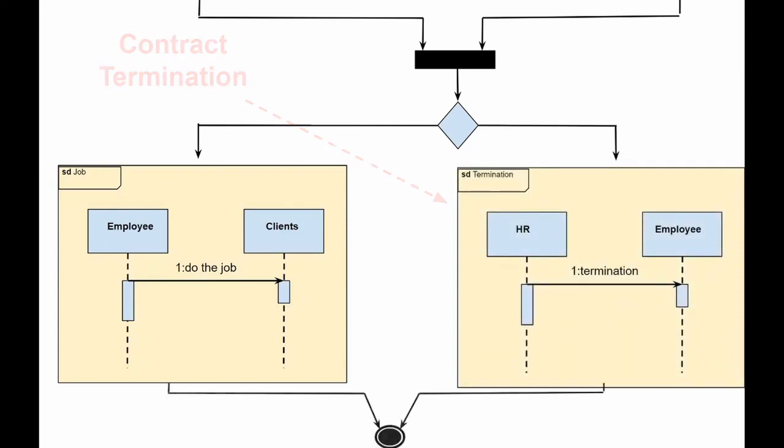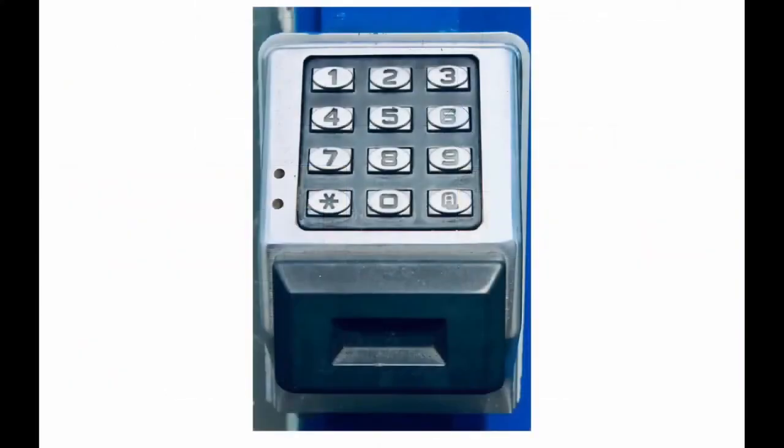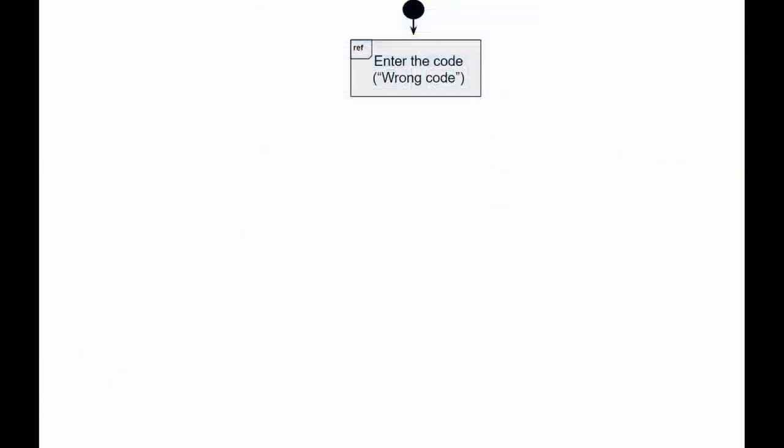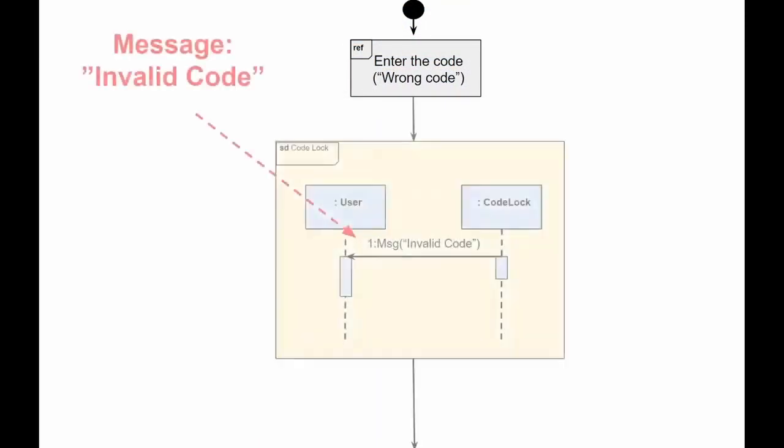Here are a few more examples to examine. Here is how we can depict the interaction with the code lock on the door using the interaction overview diagram. Interaction use: enter the code, first appears with the argument invalid code. Then the interaction follows. Indicate that the code is entered incorrectly, which is displayed on the diagram using the built-in fragment from the sequence diagram.